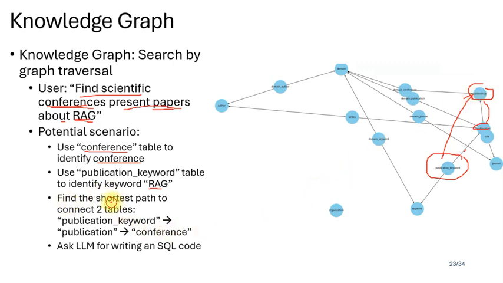We can find the shortest path to connect two tables. After finding the shortest path, we can connect publication keyword to publication and to the conference. Then we ask the LLM to write SQL code and generate the answer. At this step, it's kind of a small version of ReAct. We think, we take some action, and we observe. It's very, very simple.